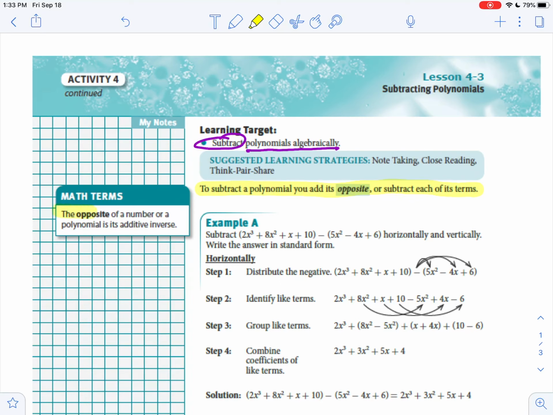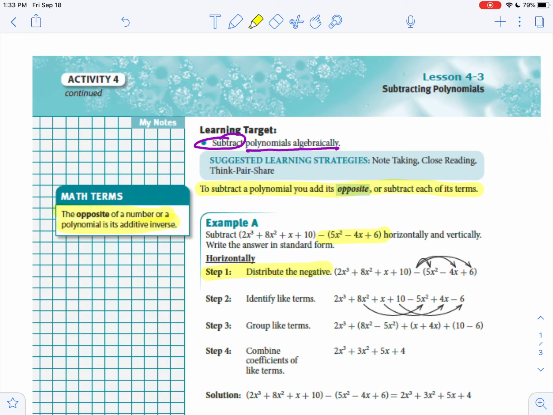I would say add the opposite, okay? Remember, the opposite of a number or a polynomial is what we call its additive inverse. If we look at example A, you can see that we need to subtract the polynomial. And step one is mandatory: you must distribute the negative. If you don't do that, you will make a mistake along the way. You might get the first two terms right, but after that, you're going to be a mess.